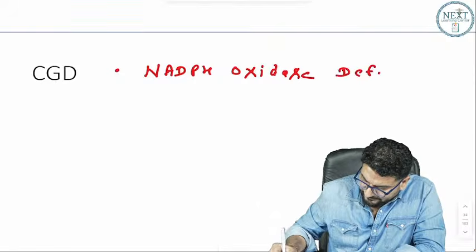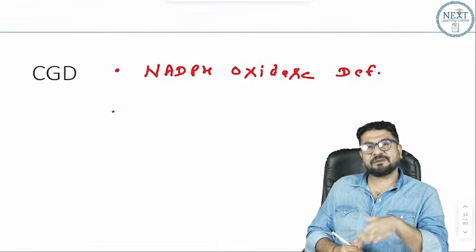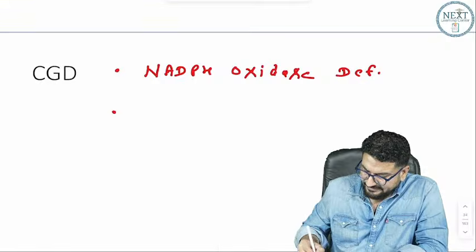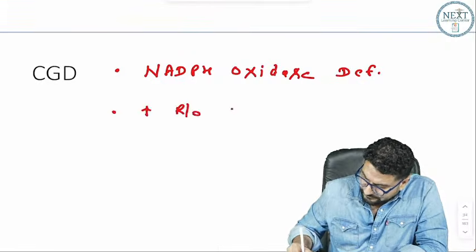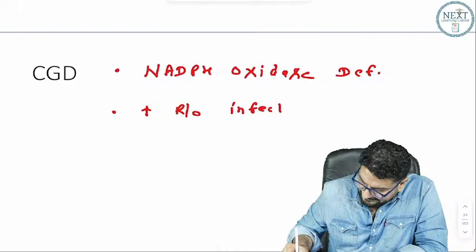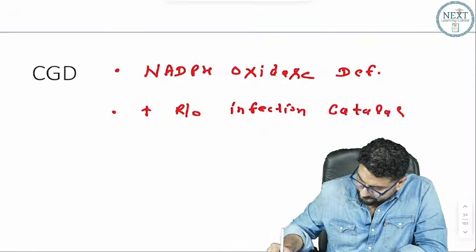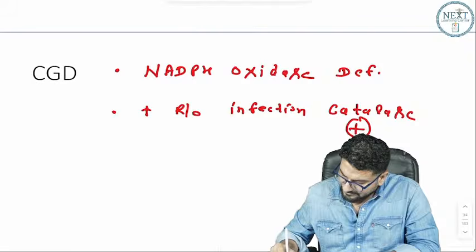NADPH oxidase deficiency. Whenever this enzyme is deficient, so this NADPH oxidase is also called the respiratory burst enzyme. To understand this, bacteria cannot be killed, so there will be recurrent infection. Increased risk of infection with catalase positive bacteria, like Pseudomonas and Staphylococcus aureus. Catalase positive bacteria.